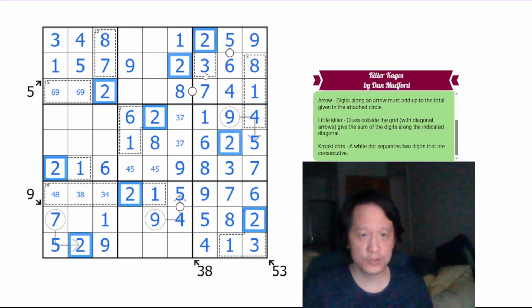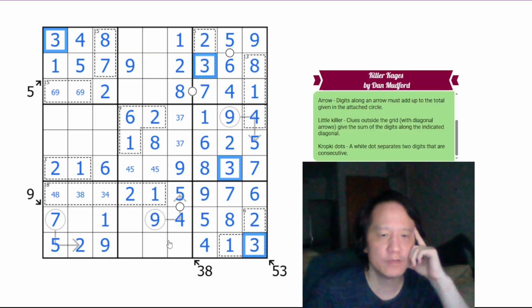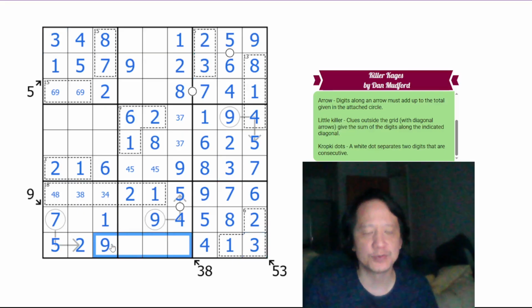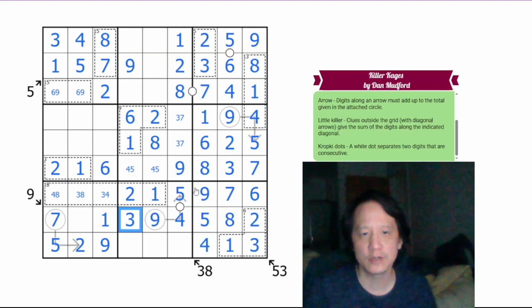We have 2s already done. 3s. We probably don't have enough. Well, no. Well, we have some information. This 3 eliminates 3 in the rest of the row. That means in this lower central box, where's the 3? It has to be here.